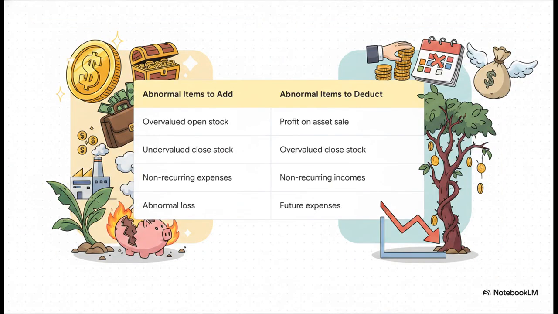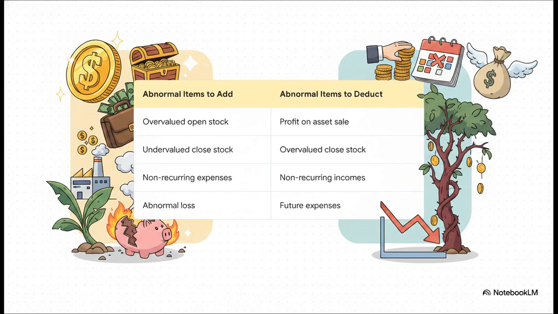To isolate our repeatable profit, you've got to add back those abnormal losses. Things like an undervalued stock, a random non-recurring expense, or, heaven forbid, a freak fire. On the flip side, we must deduct abnormal gains, like a lucky profit on an asset sale or some random non-recurring income, just to prevent artificially inflating our baseline.